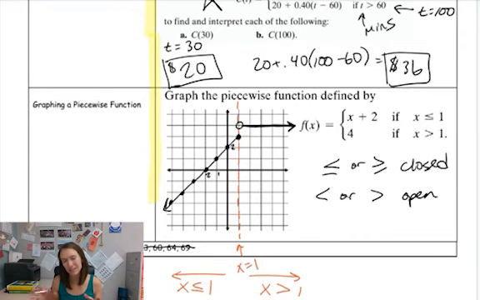So piecewise, I know this is a basic example, and it does take some time to get used to all those different pieces, but you can do it. I believe in you. All right, and that's the end of our lesson.